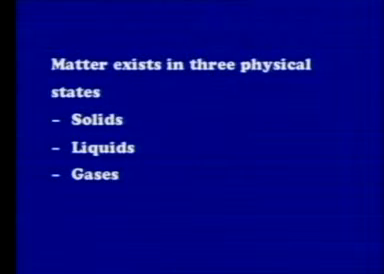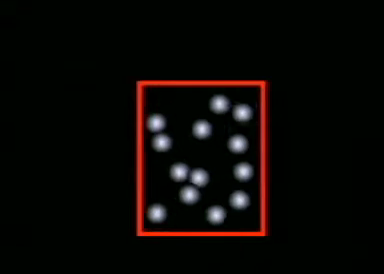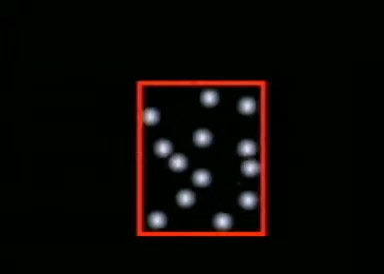Matter exists in three physical states: solids, liquids, and gases. All these three physical states are chemically the same, but they differ in the arrangement of their particles. Let's have a look at these particles. You see, in the gaseous state, atoms or molecules are far apart from each other. In liquids, they are closer, and in solids, they are compactly arranged. Because intermolecular forces are very strong in solids, weaker in liquids, and weakest in gases.